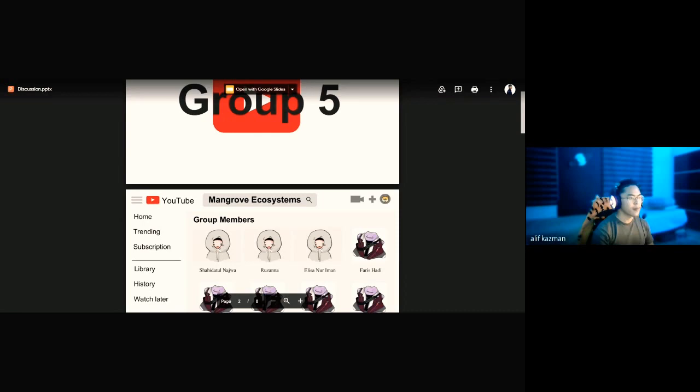From the equator, we can see that at the Indo-West Pacific, we have around 40 true mangrove species, which is 5 times the number of species that we have at the Atlantic Eastern Pacific. So that is the current distribution of the mangrove ecosystem. So how about you guys? What do you guys think about that?